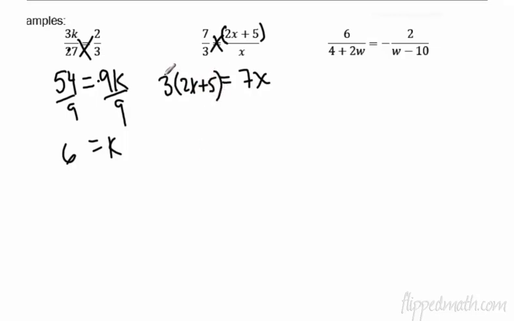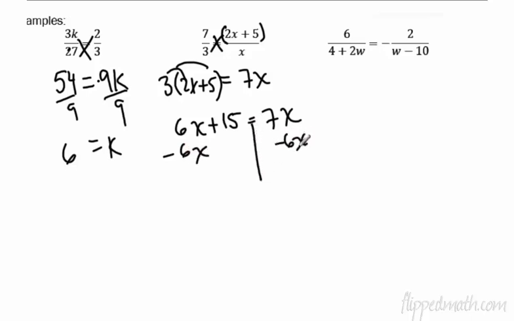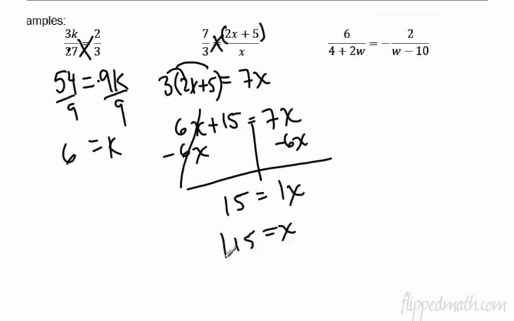Voila! That means we have a distributive property. We get 6x plus 15 equals 7x. Now we did this in Unit 3. You have variables on both sides, so you get rid of the smaller one. That's the 6x, so we subtract it from each side. They cancel. You get 15 equals 1x, and that's just x. So x in this case equals 15. We're all done.